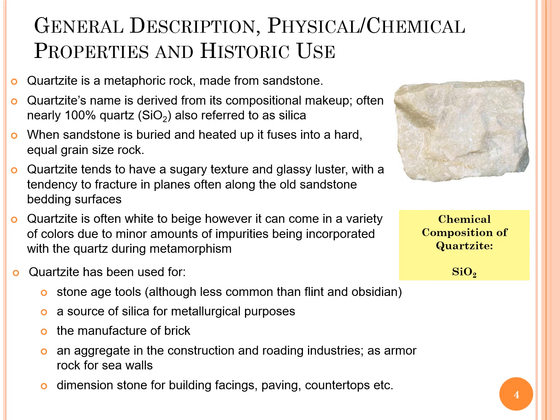Quartzite has been used for a long time. Because of its durability, it was used as Stone Age tools, although less common than more easily worked flint and obsidian. It was a source of silica for metallurgical purposes, and it was used in manufacturing of brick, aggregate and construction, and roadside industries, armor for seawalls. In fact, it's a very preferred stone in the construction and roadside business today. And occasionally it was used as dimension stone for building, facing, paving, countertops, etc. We'll talk more about all of its many faceted uses here as we go along.